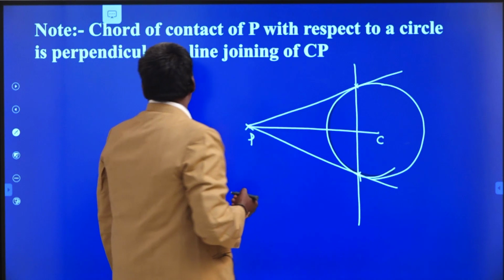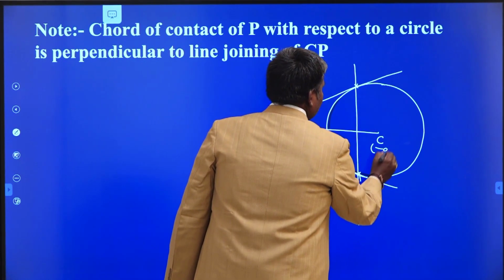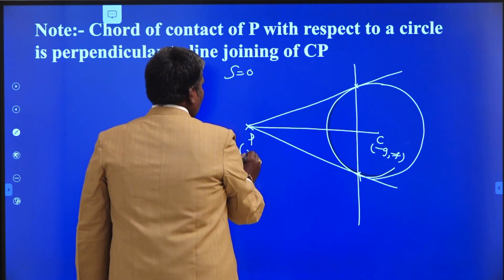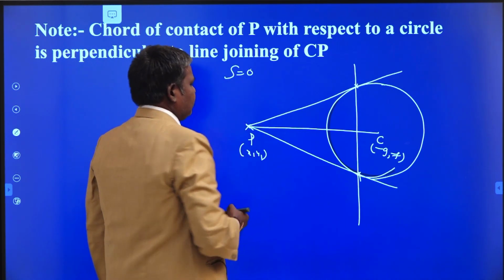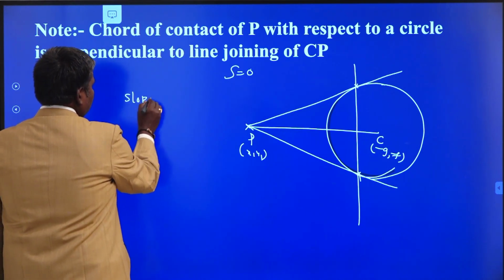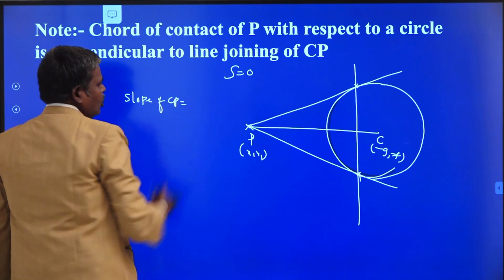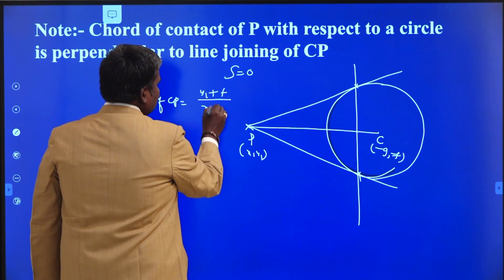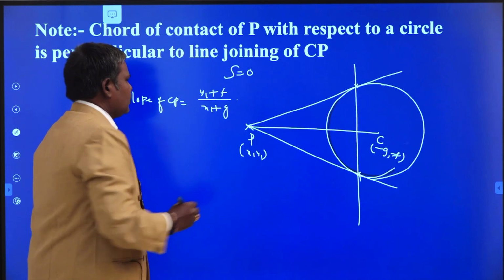What is the center of the circle here? Minus g comma minus f. Consider the circle S equal to 0. Your point is say P(x1, y1). What is the slope of CP now? The slope of CP is equal to (y1 plus f) by (x1 plus g). This is say m1.